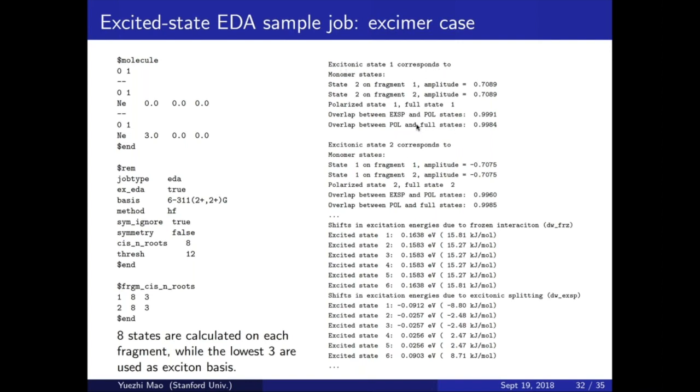For the print in the output, it first prints out the mapping of the excited states in the excitonic splitting, polarized and fully relaxed stages. So here we can see excitonic state 1 corresponds to polarized state 1 and full state 1. So it seems there is no state crossing happening here. And similarly, we print out the shift in excitation energies afterwards.